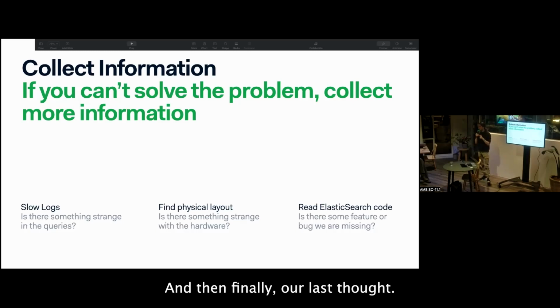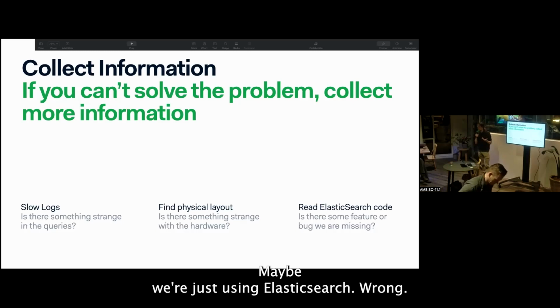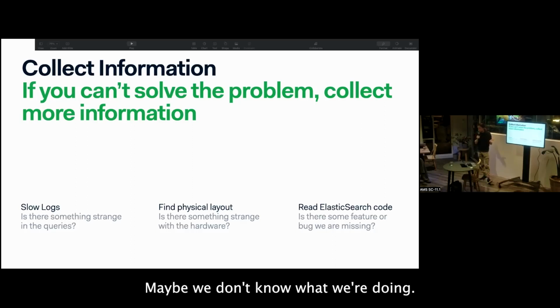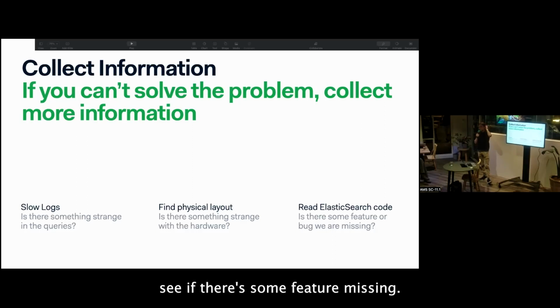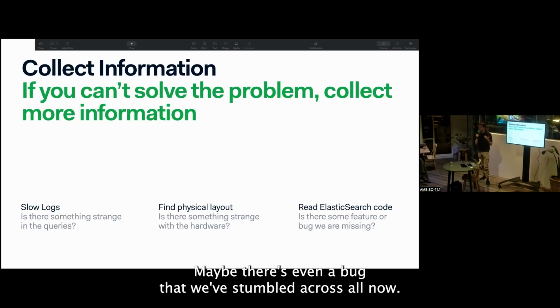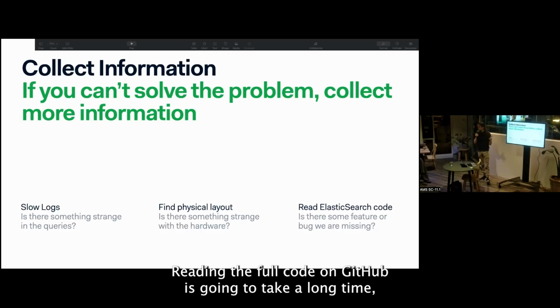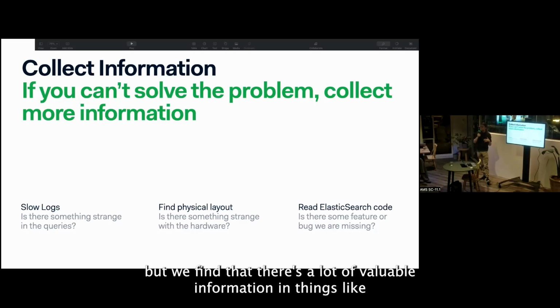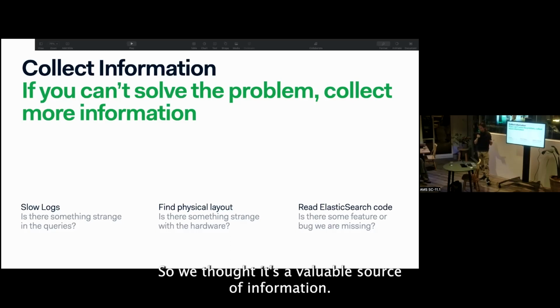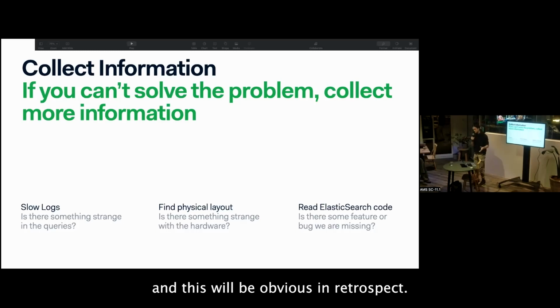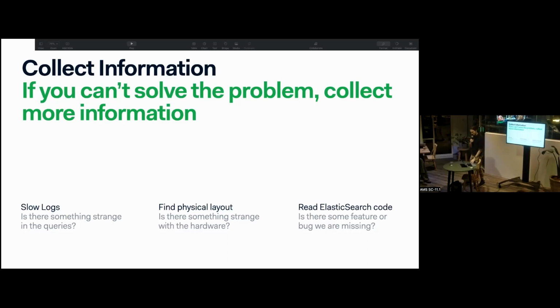And then finally, our last thought, maybe we're just using Elasticsearch wrong. Maybe we don't know what we're doing. So we decided, let's just read through GitHub, see if there's some feature we're missing. Maybe there's even a bug that we've stumbled across. Now, reading the full code on GitHub is going to take a long time, but we find that there's a lot of valuable information in things like GitHub issues, merge request discussions. So we thought it's a valuable source of information. Let's dig into it.